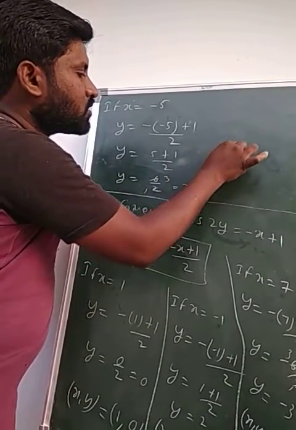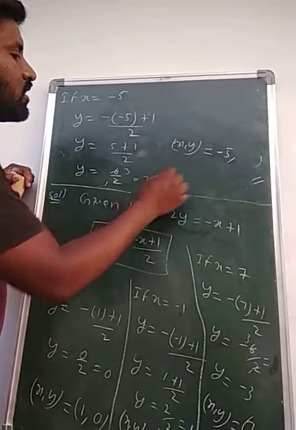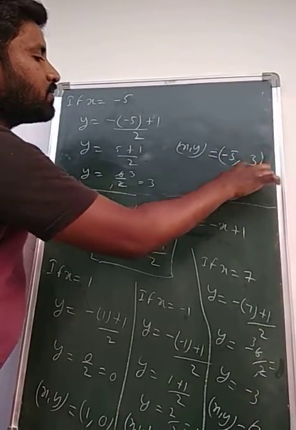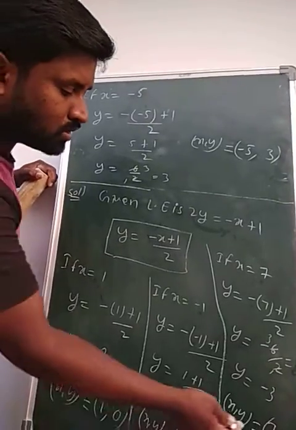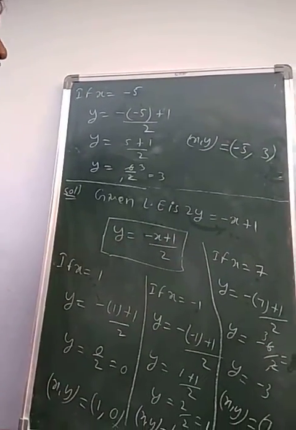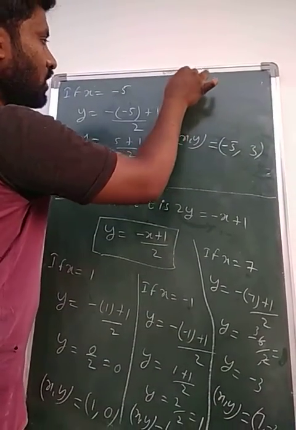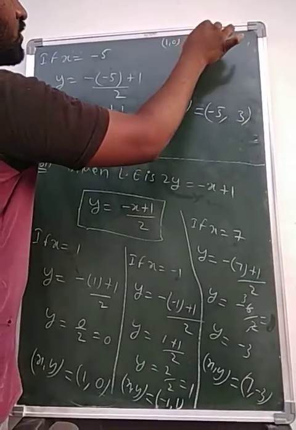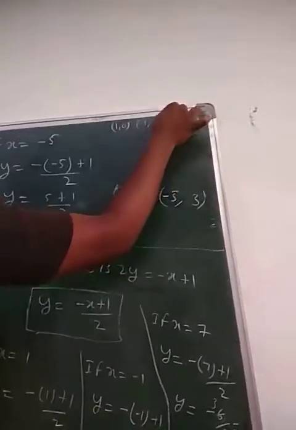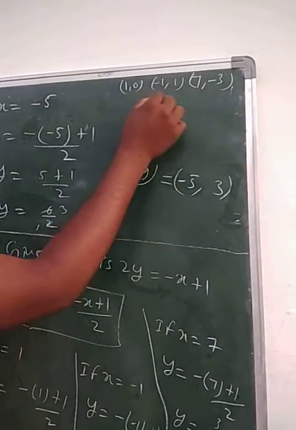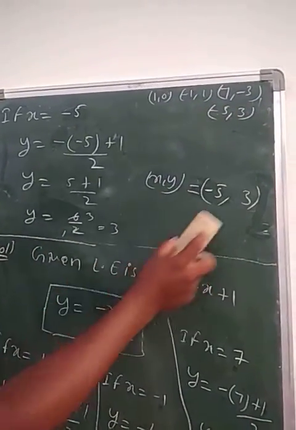That is the required solution: the x value is -5, then the y value is 3. Okay, so now we have found how many solutions? 1, 2, 3, 4 solutions. Just for understanding purposes, I am going to write all the solutions here: (1, 0), (-1, 1), (7, -3), and (-5, 3). Okay, so now I am going to draw the graph.